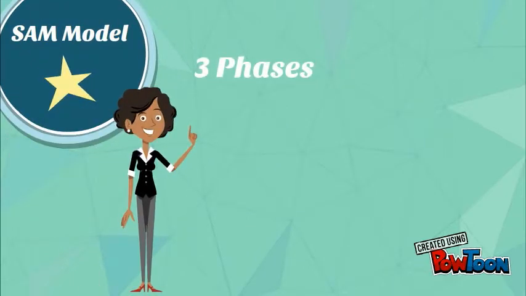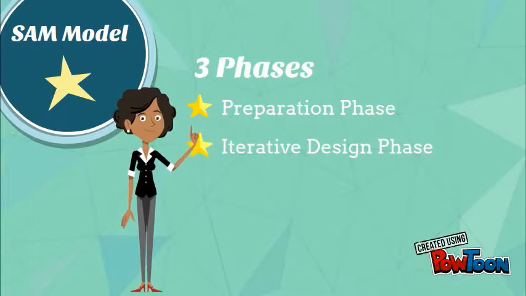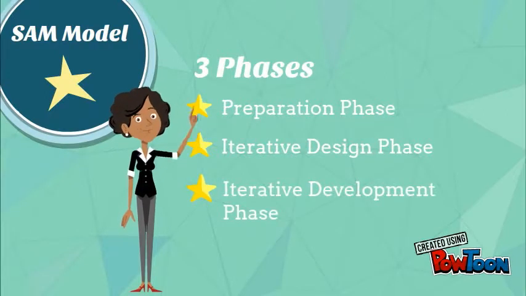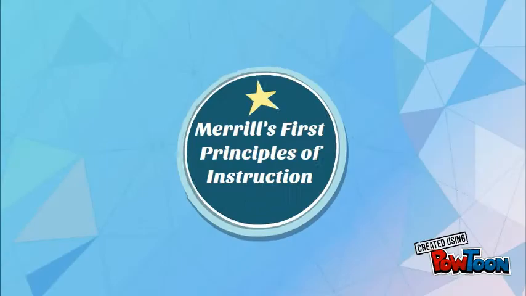Next, we have the SAM model. This has 3 different phases. The first is the preparation phase, where you get all the necessary background and information needed. Next is the iterative design phase, where you design, give a prototype, and then do a review. And then finally, you have the iterative development phase, where you develop, implement, evaluate, develop, implement, evaluate.